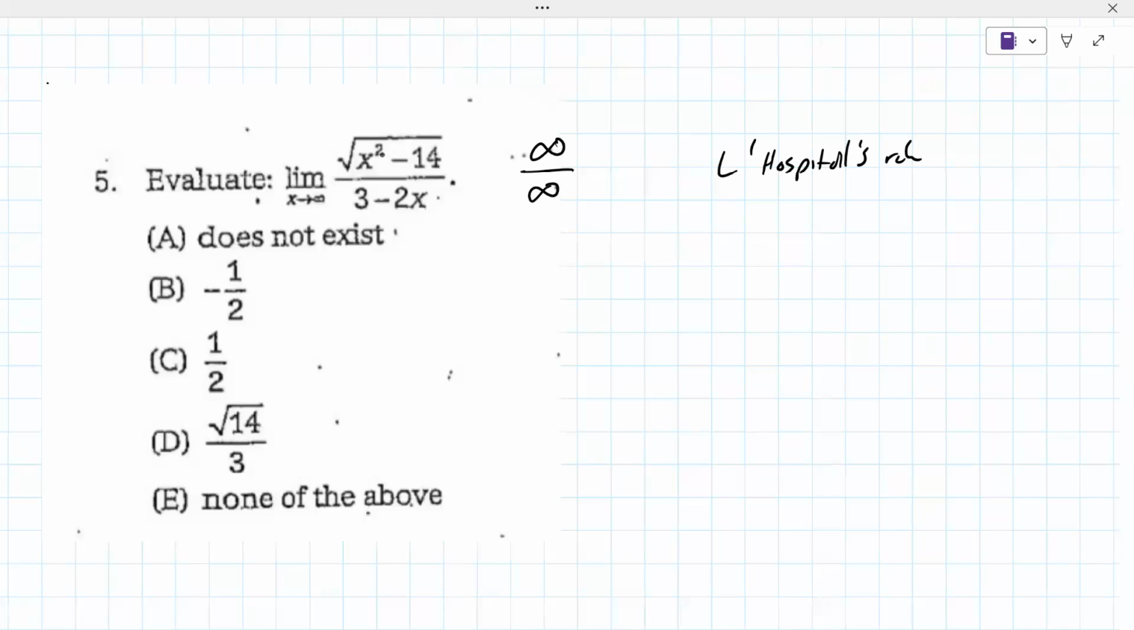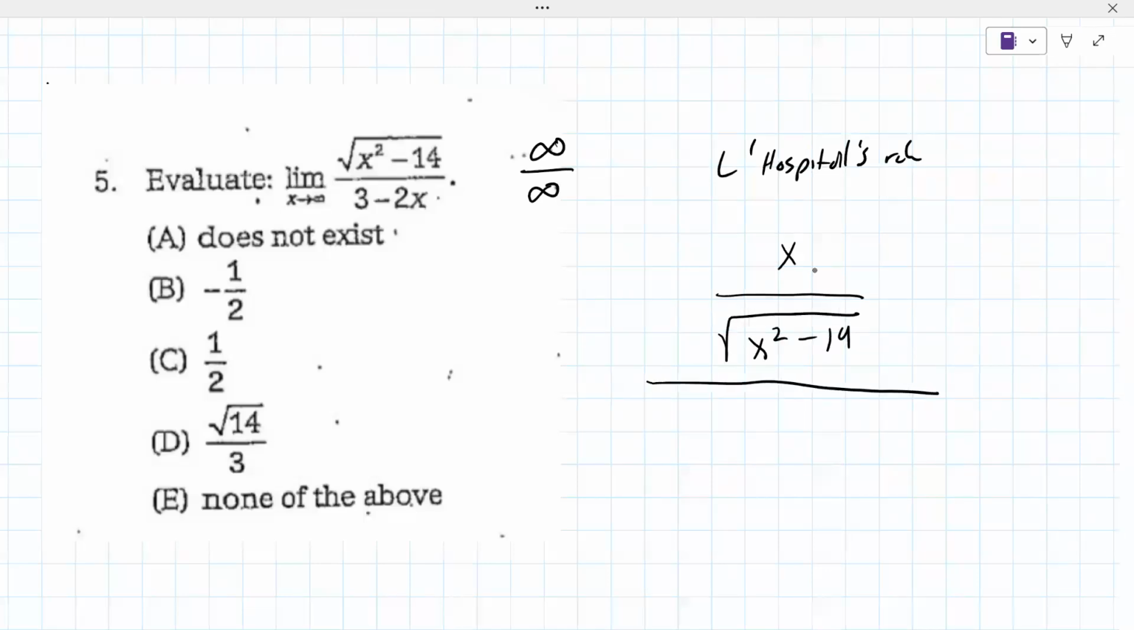So if you find the derivative of top and bottom, what's the derivative of the top? Start with that. So x squared minus 14. 1 over, no, wait, it'd be 2x over 2 square root. Right. So it reduces to this.